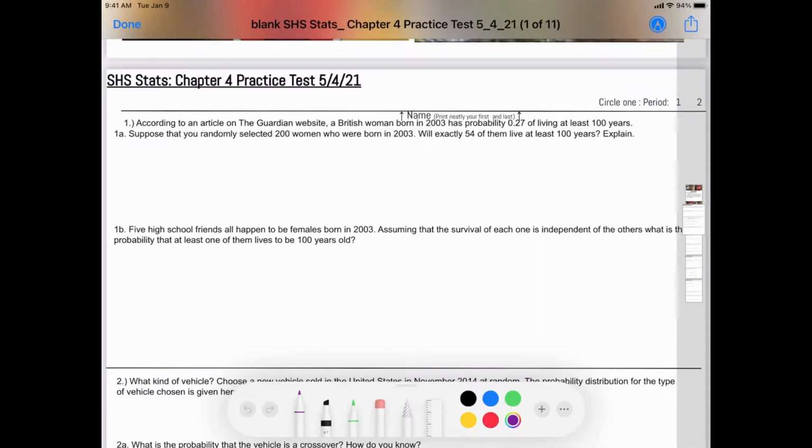This is the Chapter 4 practice test given out May 4th, 2021. Let's go over question number 1. According to an article on the Guardian website, a British woman born in 2003 has a probability of 0.27 of living at least 100 years. Suppose that we randomly selected 200 women who were born in 2003. Will exactly 54 of them live at least 100 years?